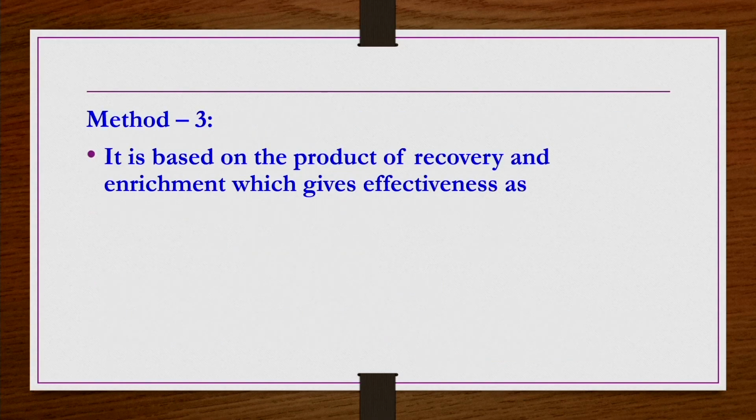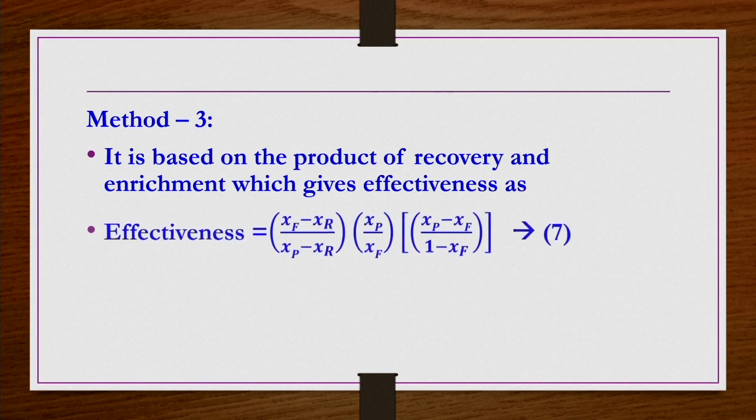Another method, method 3, is based on the product of recovery and enrichment, which gives the effectiveness as equation number 7. We will take a couple of problems and calculate effectiveness by these different methods, and then see how different the numbers are that we get by the three different methods.